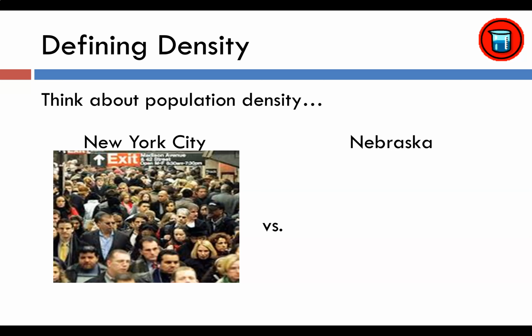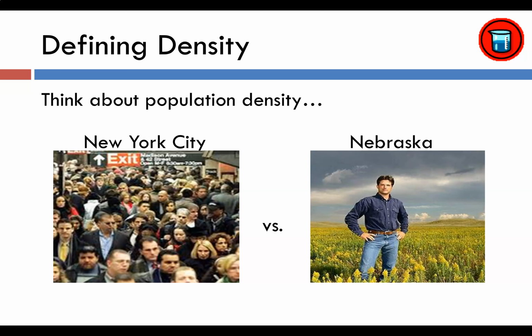If we compare that to what I imagine Nebraska looks like, I think it's just this one guy. Like, there are very few people, comparatively speaking, per square mile. So New York City, very high population density, a lot of matter per space. Nebraska, a low population density, very few people per square mile, which is usually the unit they use, but you could just think of it as little matter per the same amount of volume. So that's just another way to think about density.